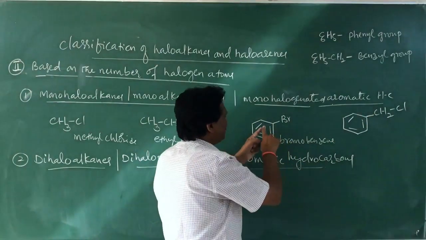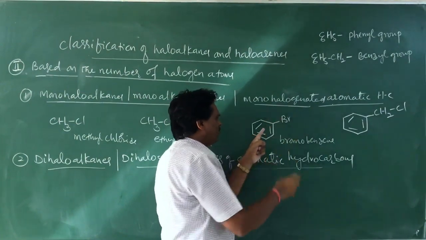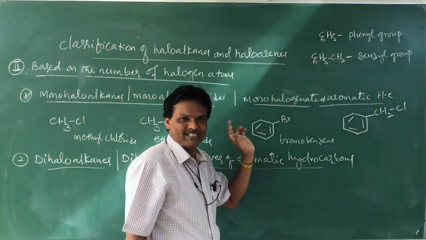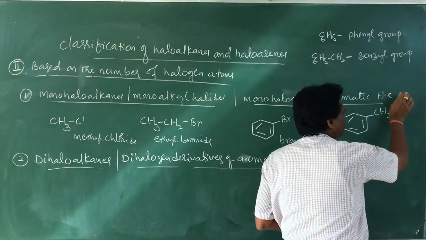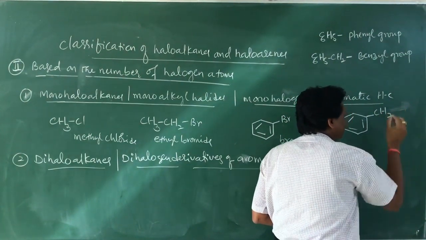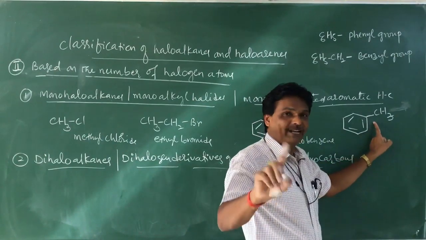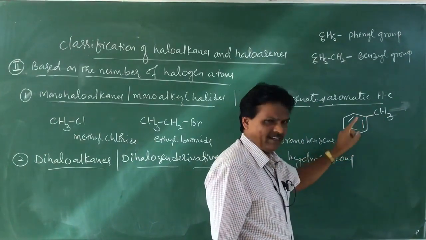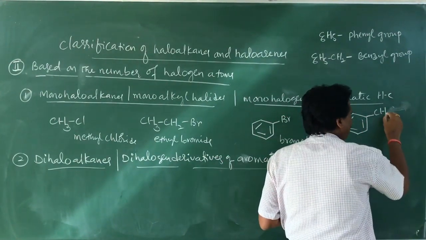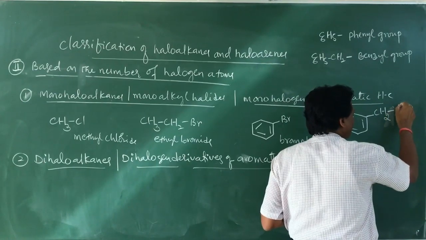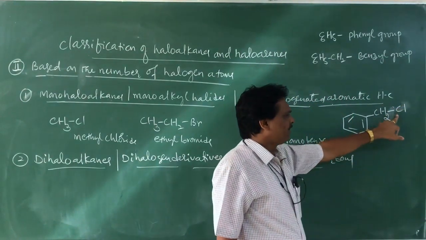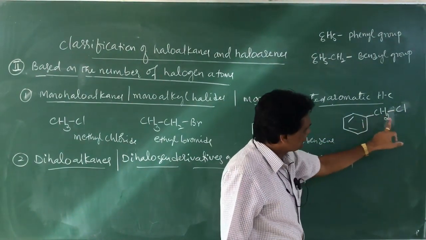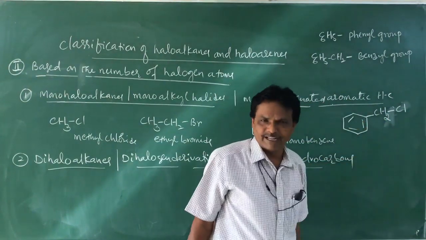So if in benzene 1H is replaced by bromine to form bromobenzene, or by one halogen, that is monohalobenzene. But in case of toluene, which is also an aromatic hydrocarbon, it contains one side chain, that is a methyl group attached to the benzene ring. In this side chain, if one hydrogen is replaced by one halogen atom, it may be bromine, iodine or chlorine. This is benzyl halide. This also comes under monohalogenated aromatic hydrocarbons.